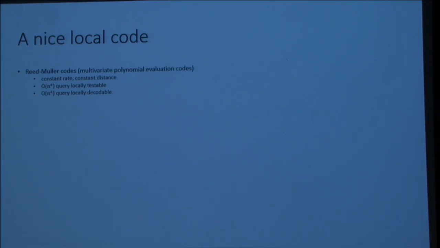And with the right setting of parameters, you can get constant rate, constant distance, and these are testable with n to the epsilon query complexity. So fix epsilon to be whatever small constant you want. You can get codes which are testable with n to the epsilon queries, locally decodable or locally correctable with n to the epsilon queries, and also have constant rate and constant distance. And I'll just say a few words about how you achieve this.